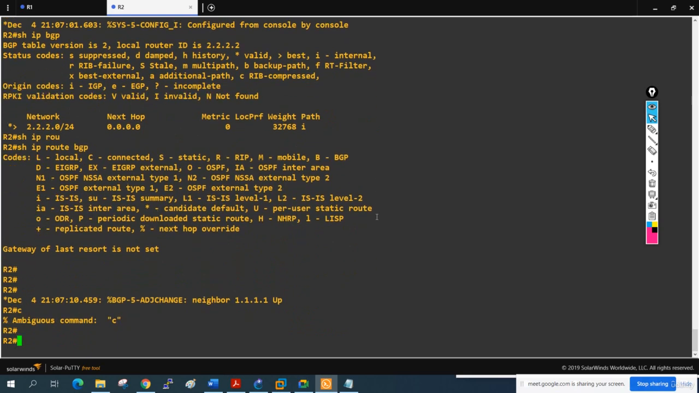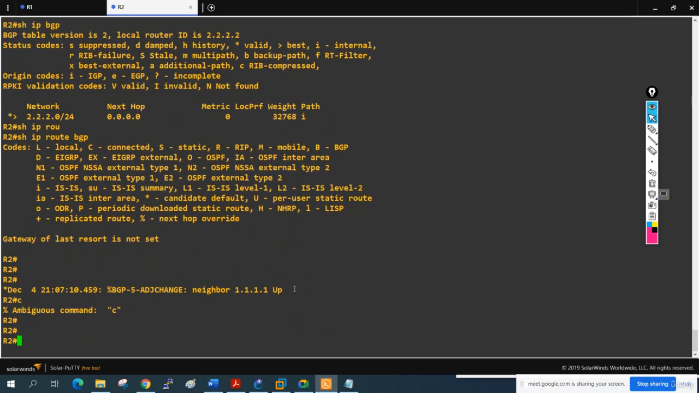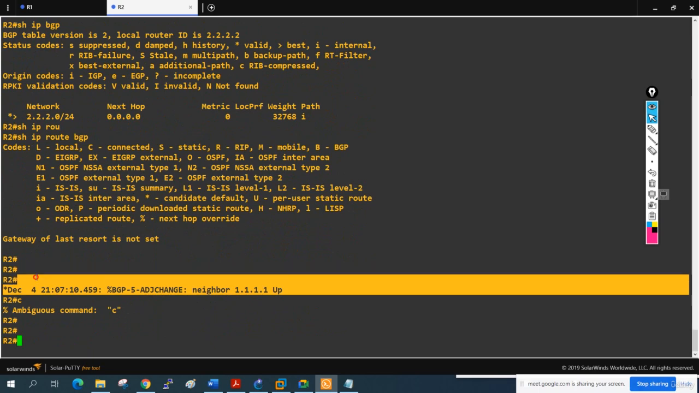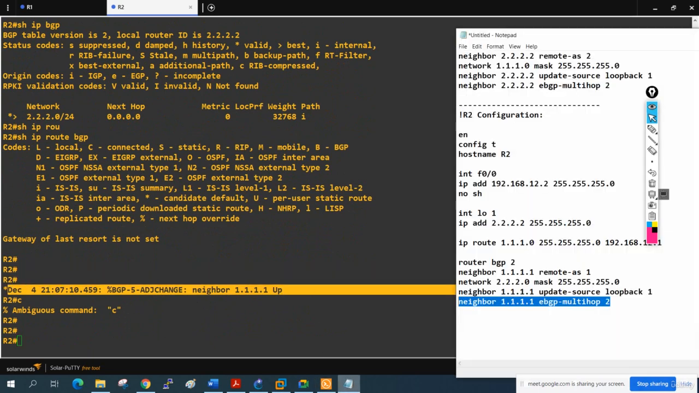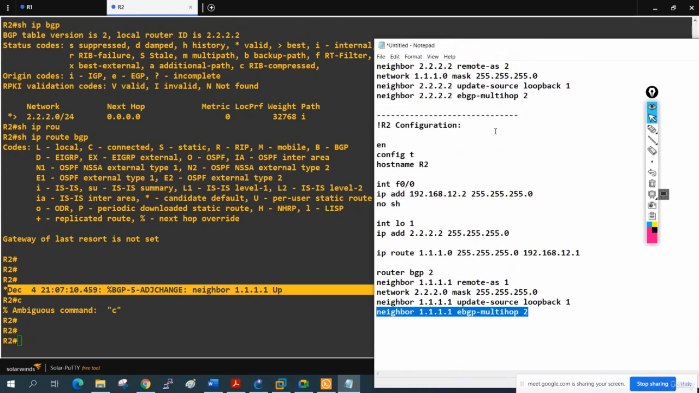So let me wait some time. If you see, we are getting this neighbor up. Okay, in R2 now I have the 1.1.1.1. Before I was getting issues. Let me explain again, maybe you face some difficulty.